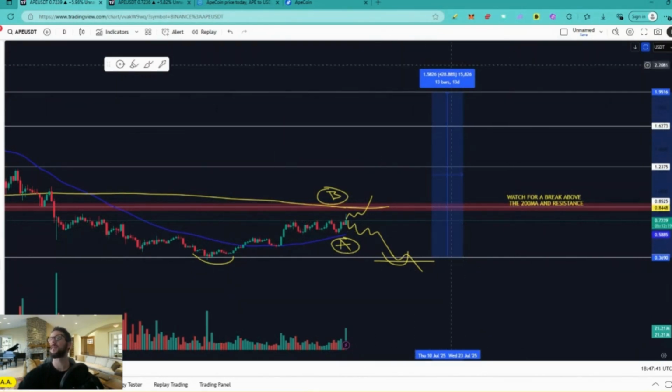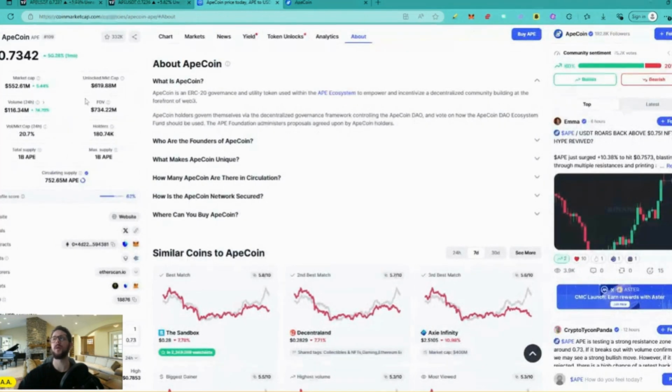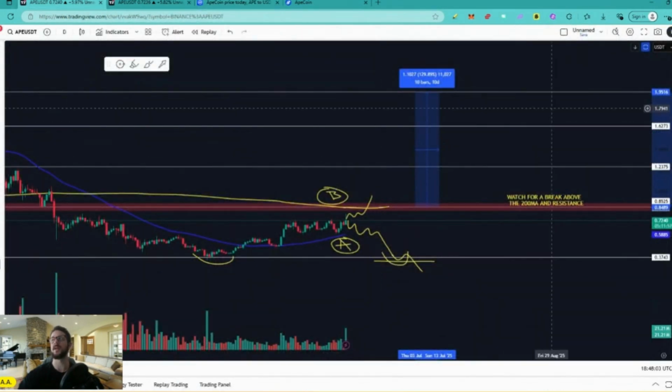You might think that a 400% move is too much or a 130% move is too much, but if we take a look at CoinMarketCap, we see that ApeCoin has a market capitalization of 552 million. Therefore, this is not a heavy token, guys. Just a little bit of liquidity flowing into ApeCoin, and ApeCoin can pull at least a 130% move easily. It's not a big deal.